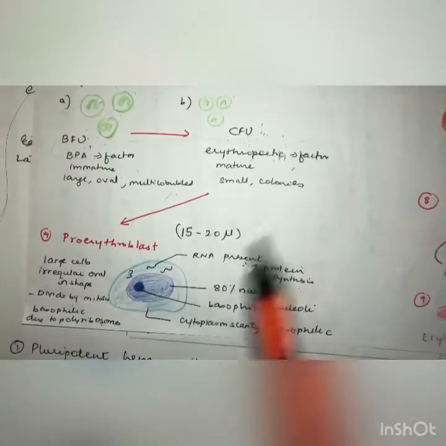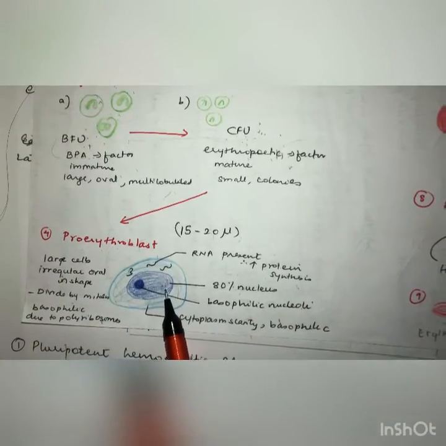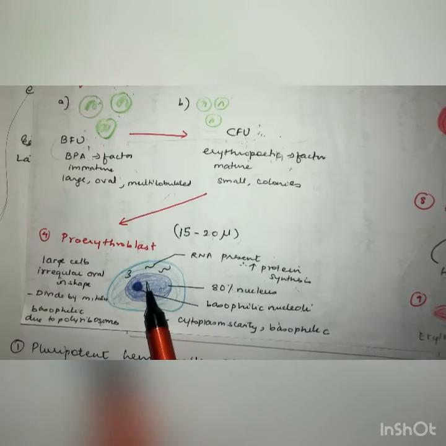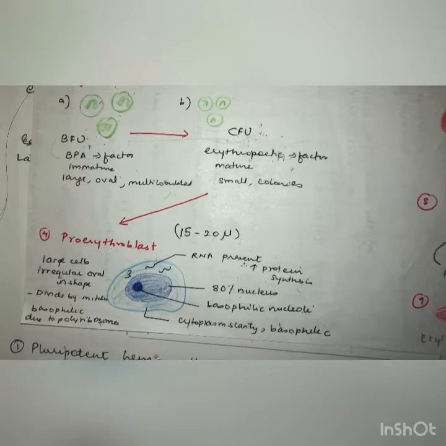The colony forming units form the proerythroblasts, which are large irregular cells. The nucleus occupies 80% of the cell, and the nucleoli is here, which is basophilic. The cytoplasm is scanty and is also basophilic.